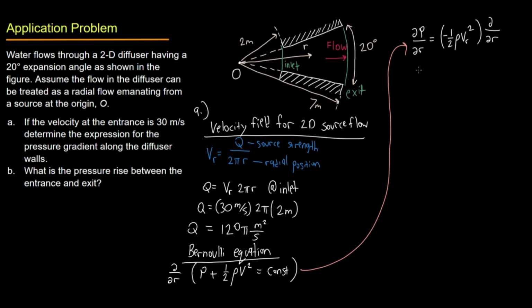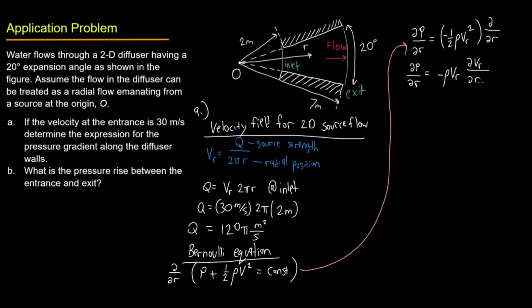Evaluating this, we'll go one step further. dp/dr is equal to negative rho Vr times dVr/dr. Remember the chain rule, and then we took the square down and got rid of the 1/2. And so that's the expression for dp/dr. We need this expression, dVr/dr, in order to find a proper pressure gradient expression.